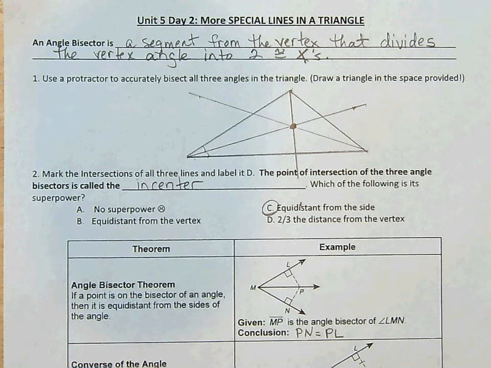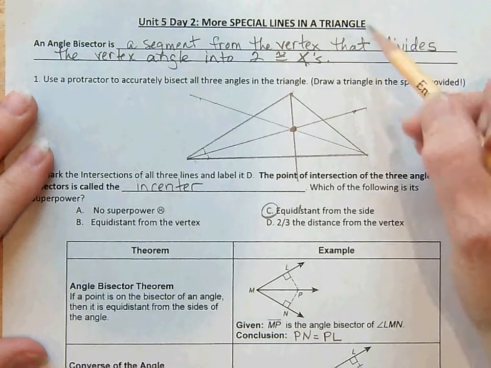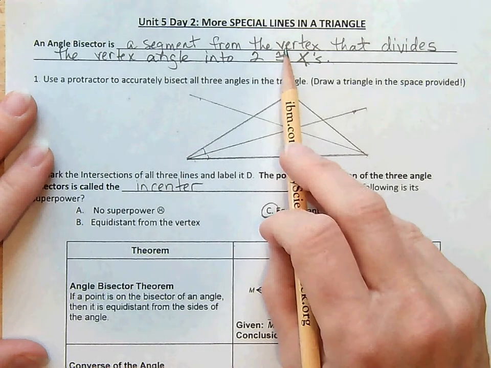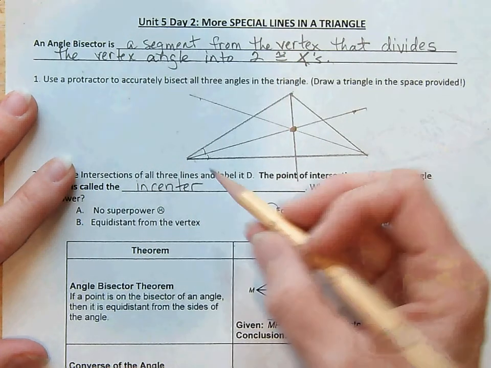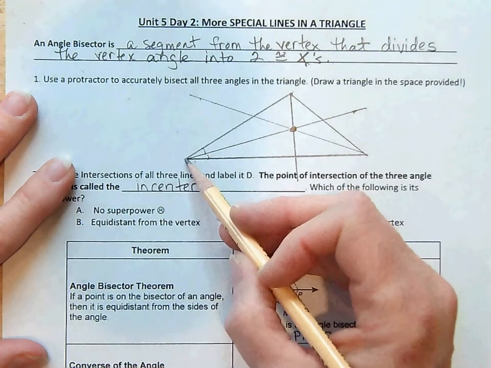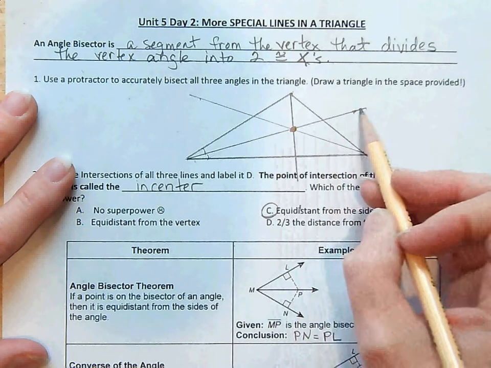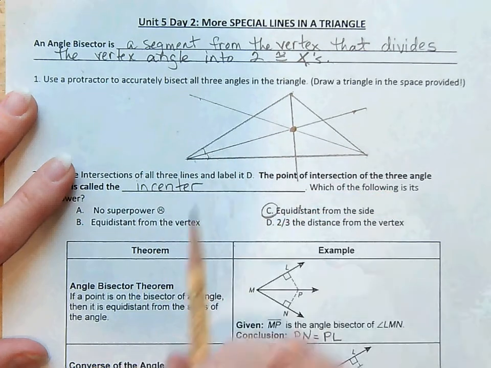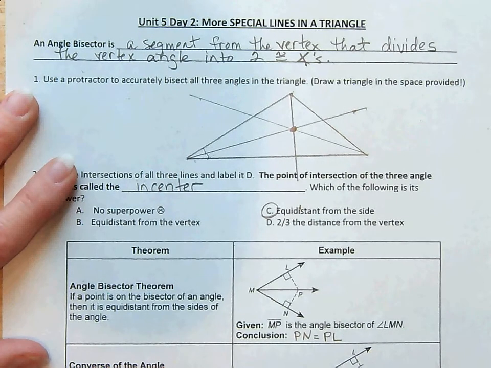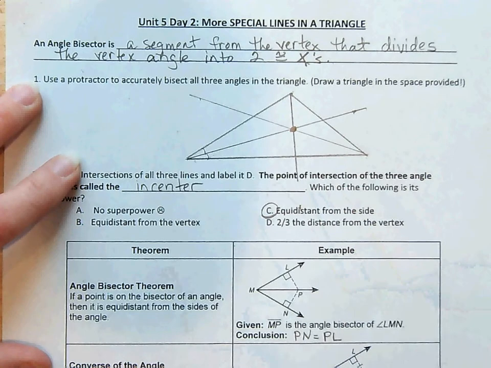So what we're talking about though are angle bisectors in triangles. And that's simply a segment from the vertex that divides the vertex angle into two congruent angles. So for instance, here's one vertex angle here, and this is the angle bisector that divides it into two congruent angles. Now what I want you to do is draw your own triangle. It doesn't have to look like this. It can be any kind of triangle you want.